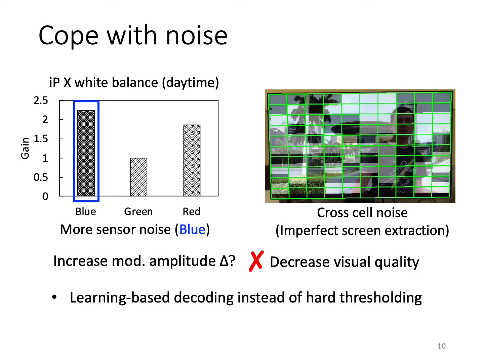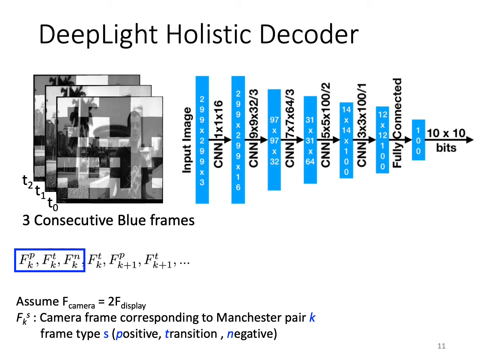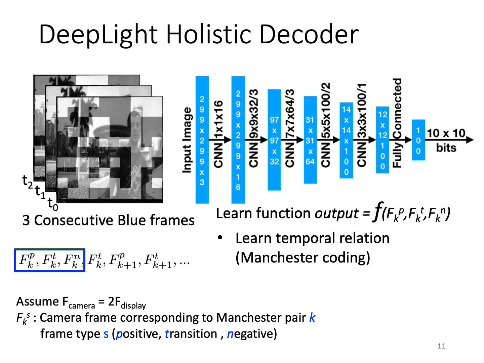We propose to use a learning-based decoding mechanism instead of hard thresholding to deal with sensor noise, and to avoid grid splitting to deal with the cross-cell noise. The question is how to do that. So we propose a holistic decoding mechanism based on a convolutional neural network. Why? First, it can learn the temporal relation, which is the Manchester coding. Let's look at the input. We stack 3 consecutive blue frames, so it can learn the Manchester coding from a positive frame, a transition frame, and a negative frame without hard coding any threshold. And actually, it is a temporal-spatial relation.